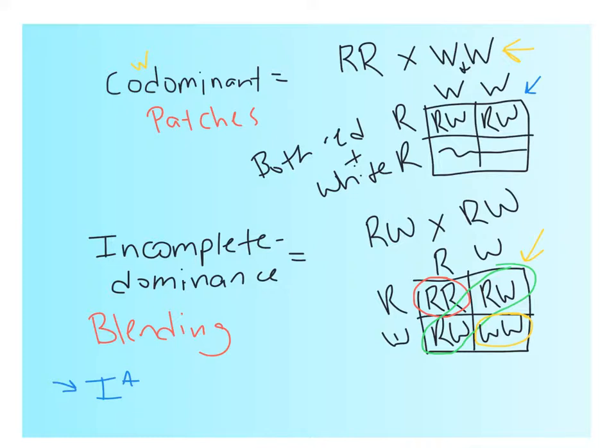isoagglutinogen. You don't need to know that, but put the I. There's the blood type for type B. And there's the blood type for type O. It is a lowercase i because it is recessive.